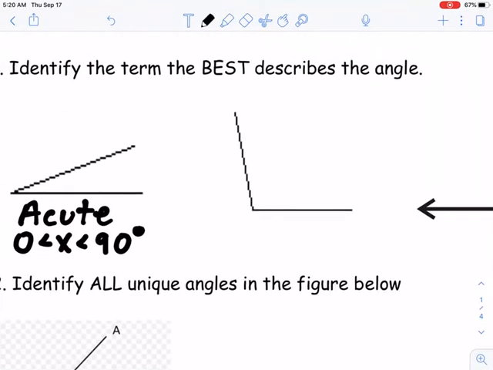This one's larger than 90 degrees. I can tell by just looking at it. We call this obtuse. Alright, and this is any angle that is bigger than 90 degrees but less than 180.